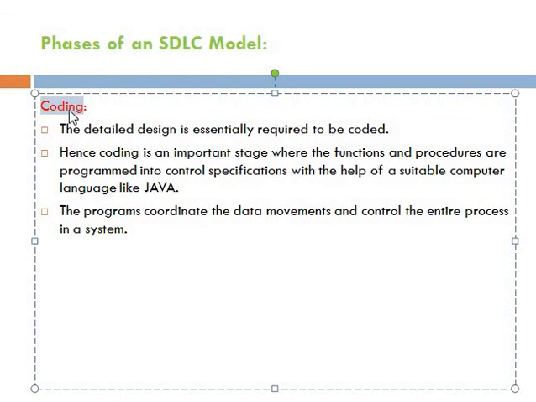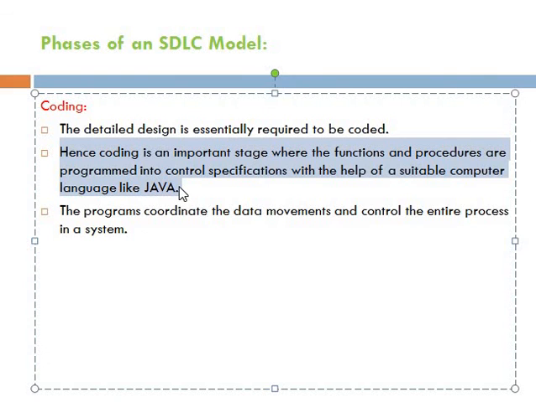Now once the detailed design is prepared, that detailed design is essentially required to be coded. And this brings us to the next phase of the software development lifecycle model, which is the coding phase. Hence, coding is an important stage where the functions and procedures are programmed into control specifications with the help of a suitable computer language like Java.